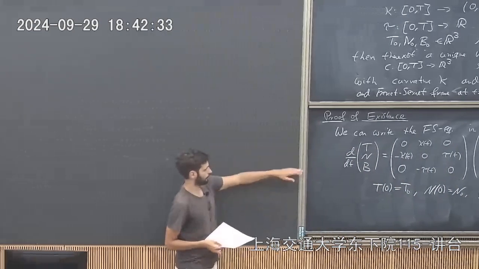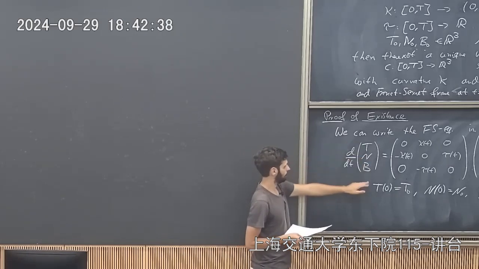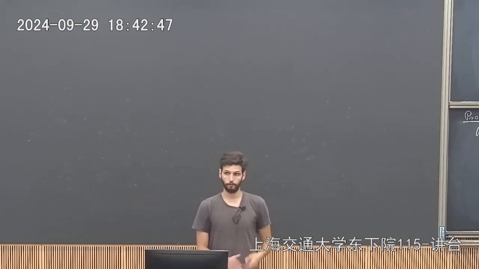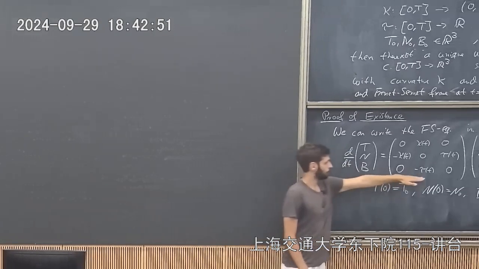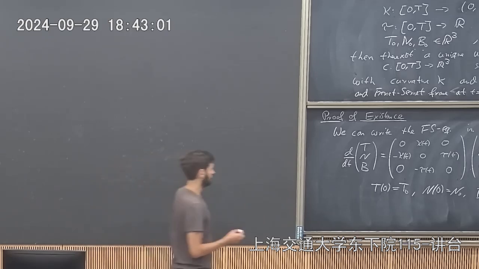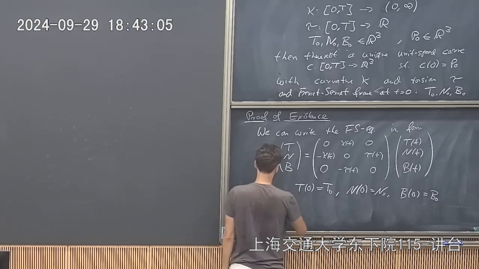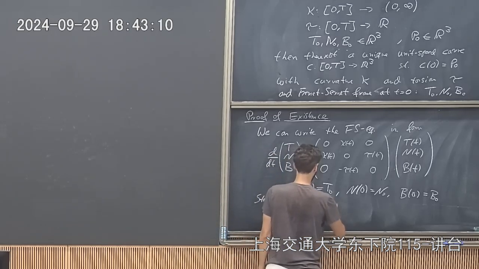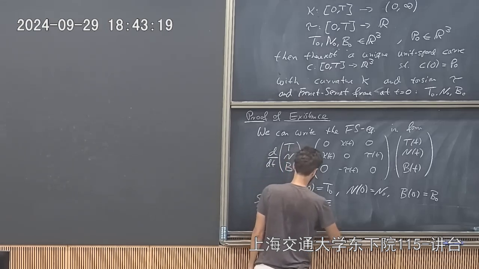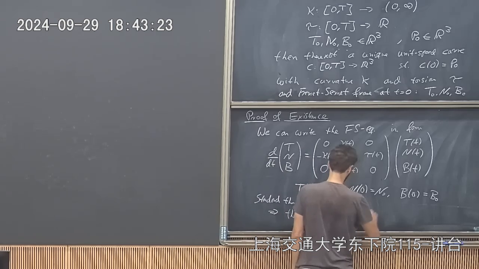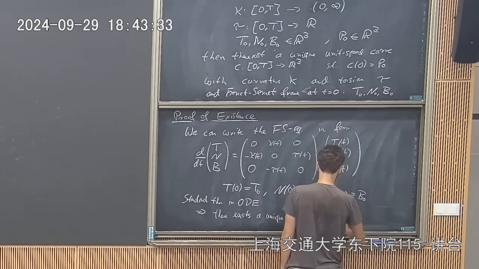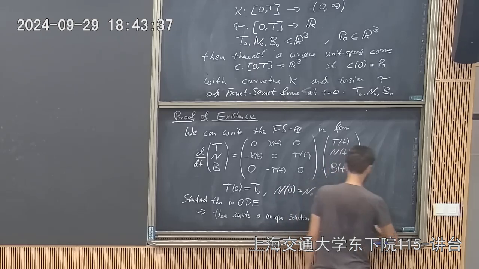So this is now a linear matrix equation for T, N, and B with given initial conditions. And I hope you had that in your ordinary differential equations course, that if you have a system like this, where the matrix is given and time dependent, then you can always find an actually unique solution of that equation. So that's a standard theorem in ordinary differential equations. It tells you there exists a unique solution of these equations.